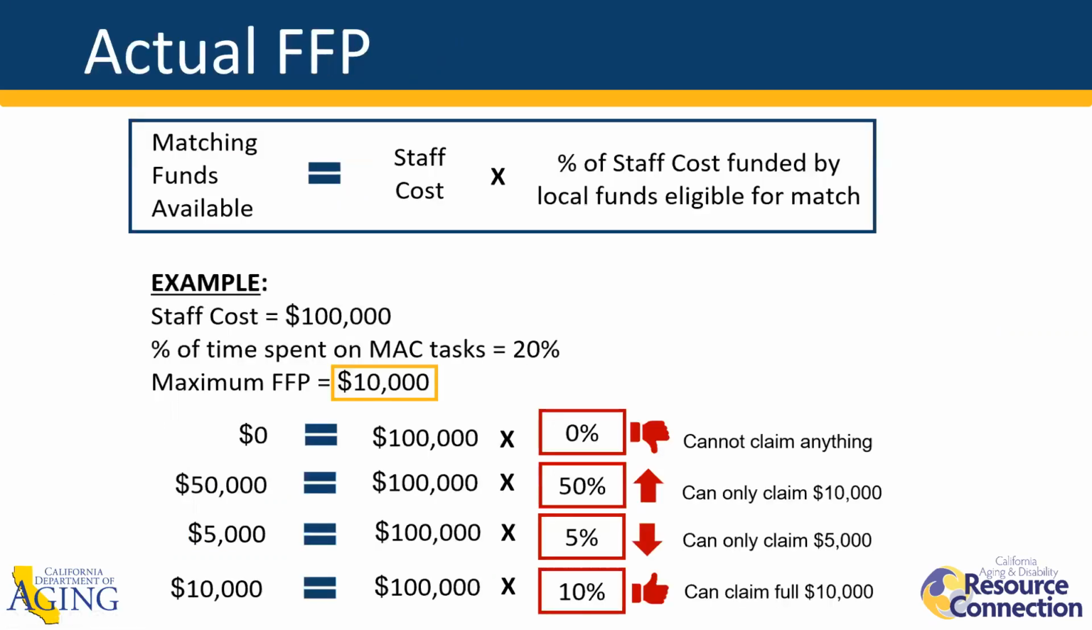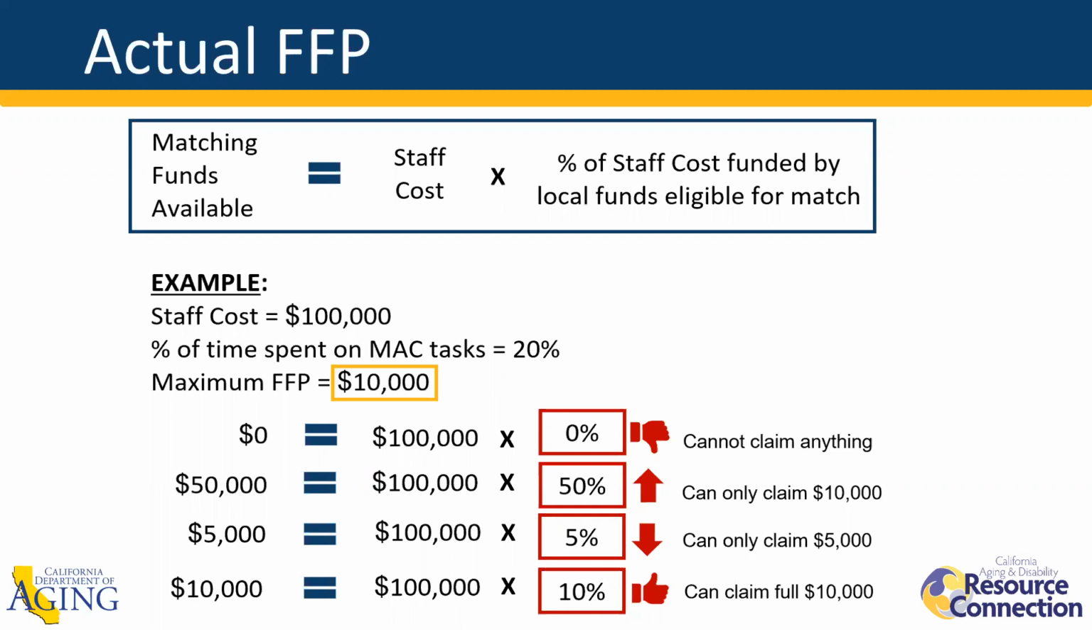Okay, so we know how to calculate the maximum FFP. Calculating the actual FFP that can be claimed is where it gets a little tricky, because this is where we have to take into consideration how Jane Smith's position is actually funded. Okay, so using that exact same example on the previous slide, let's play with some scenarios just to see how the actual FFP can fluctuate based on how Jane Smith's position is funded.